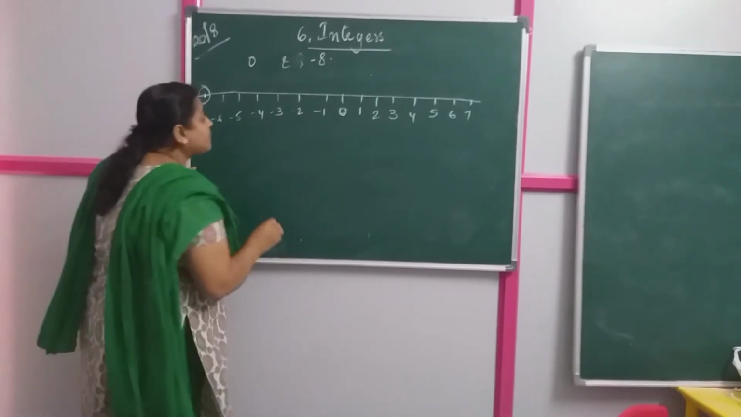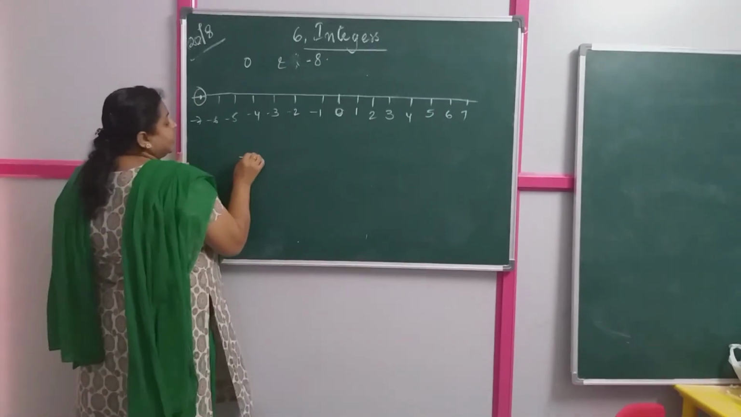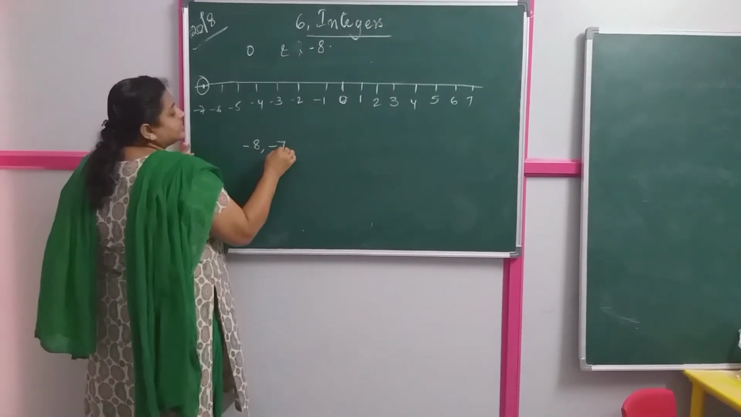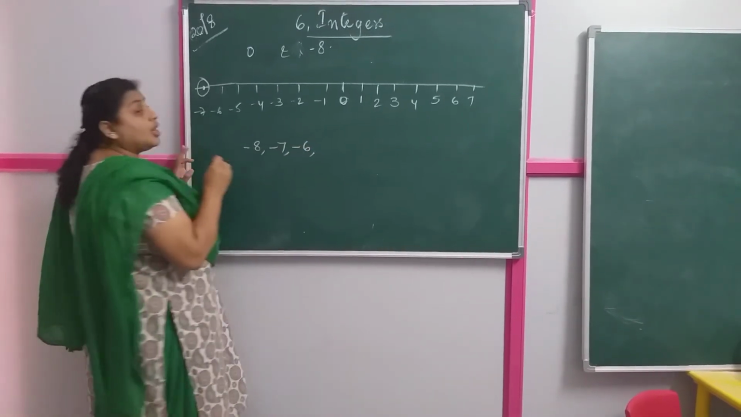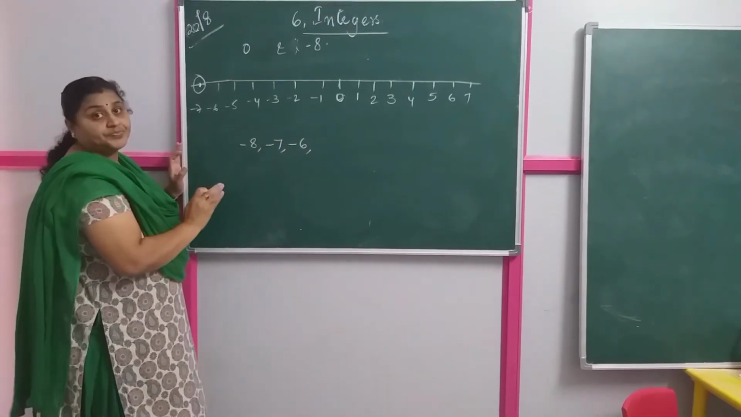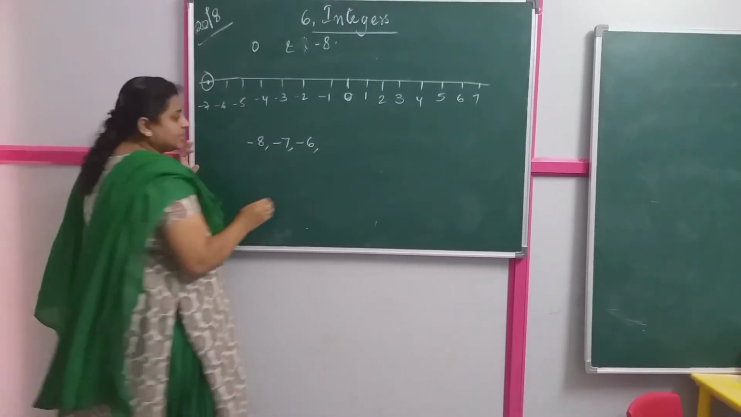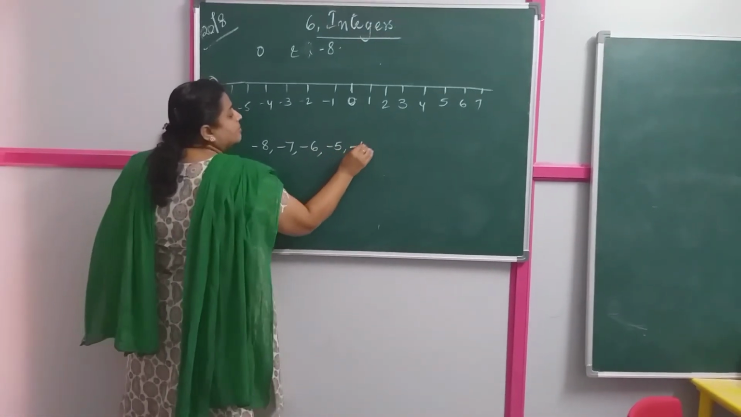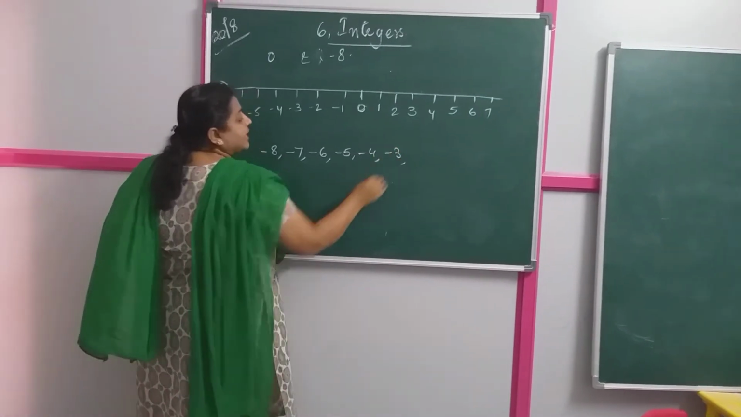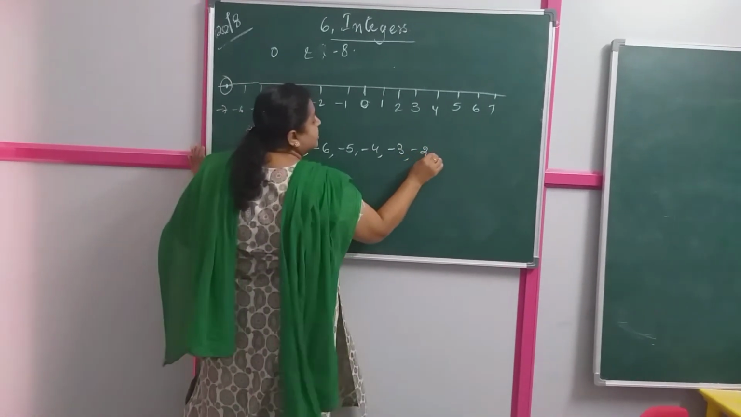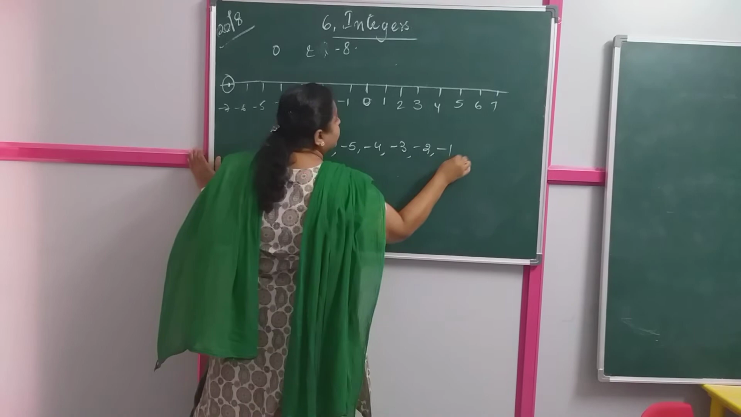Now listen, children, first what do we write? Minus 8, minus 7, minus 6. You are counting backwards. When you have a negative integer, you have to count backwards. Minus 5, minus 4, minus 3, minus 2, minus 1, 0.